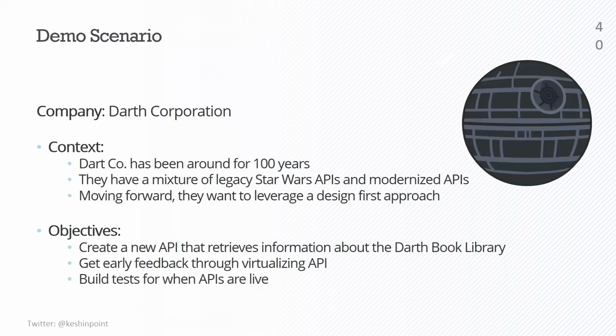Their objective is to create a new API that retrieves information from the Dark book library. They've learned a lot in the last 50 years of their existence, and now they just want to make sure that there's easy access to the knowledge that they have from their library. They want to get early feedback by virtualizing that API. And then from there, they want to make sure that this API works so they can quickly build some tests.